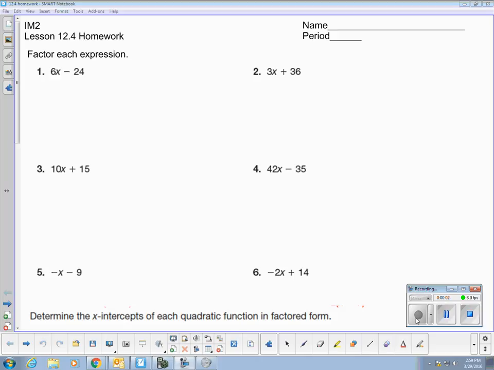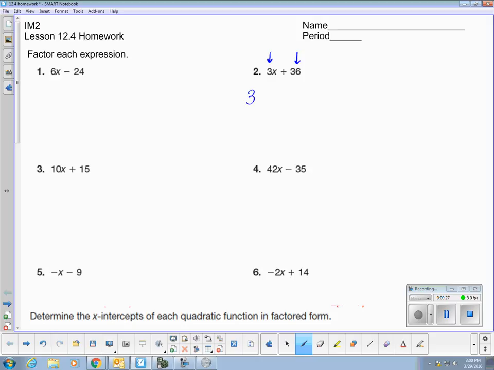To factor each expression, I need to decide on a greatest common factor. Starting with problem number 2, I'm looking at the number 3 and the number 36, and I'm thinking to myself, what is the greatest common factor of 3 and 36? That would most certainly be the number 3.